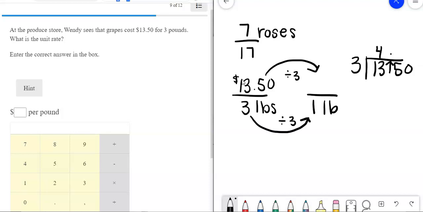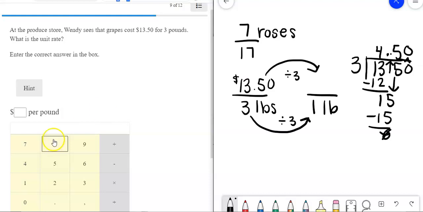3 goes into 13 4 times because that is 12. 13 minus 12 is 1. I'm going to bring down my 5. 3 goes into 15 5 times because that is 15. We still have the 0 right here, so we have to put a 0 up. So we get the cost per pound is $4.50.